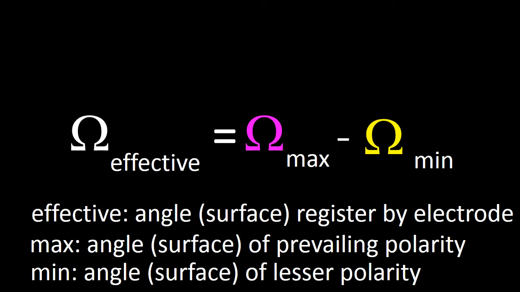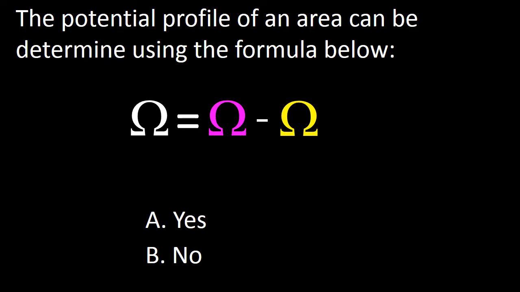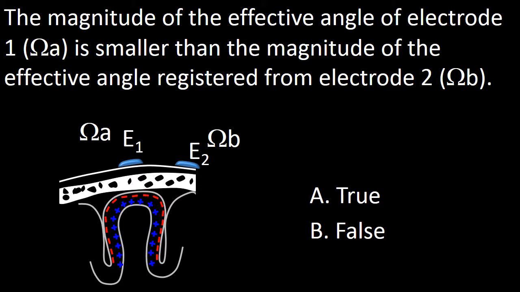In this frame, I have gone back to the use of the original formula, and under it I have explained the terms that are being used. So the answer to this question is A, yes. Next question. The magnitude of the effective angle of electrode 1, represented by omega A, is smaller than the magnitude of the effective angle registered from electrode 2, represented by omega B. A true, B false.